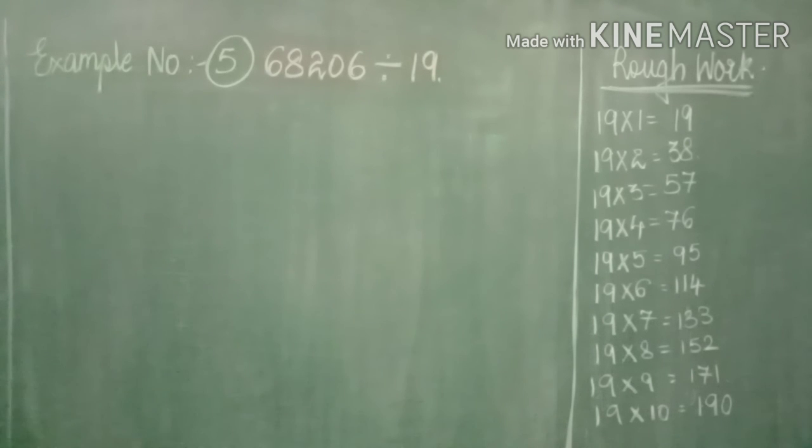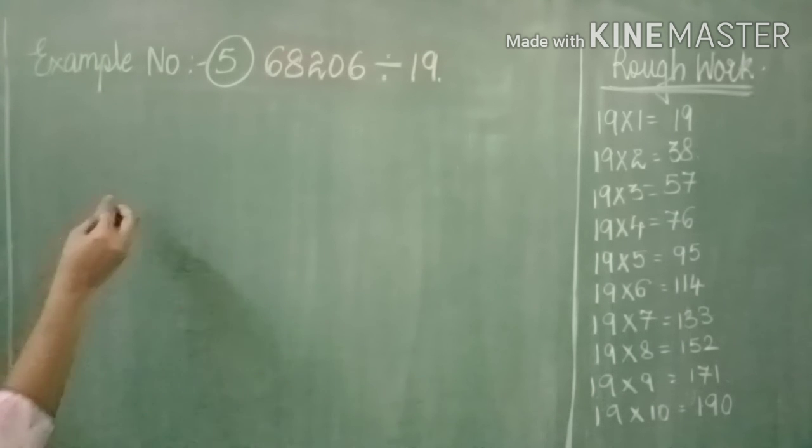Now students, we are going to do example number 5, the last example, that is 68,206 divided by 19. As you can see on the blackboard, 68,206 is a 5-digit number and 19 is a 2-digit number. Previously, in all the other 4 examples, we have done only 4-digit numbers. This last example is a little bit difficult, which is why I have put it last, so that there is no confusion for you.